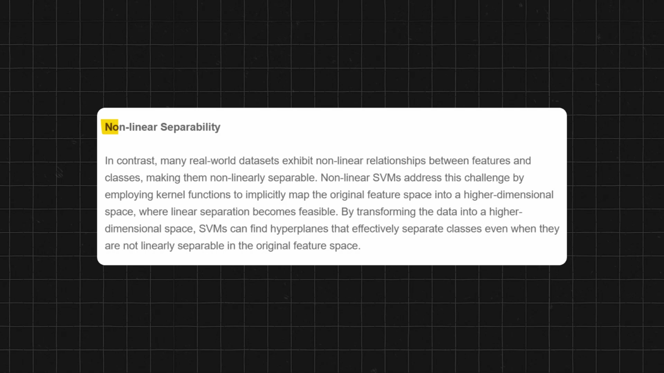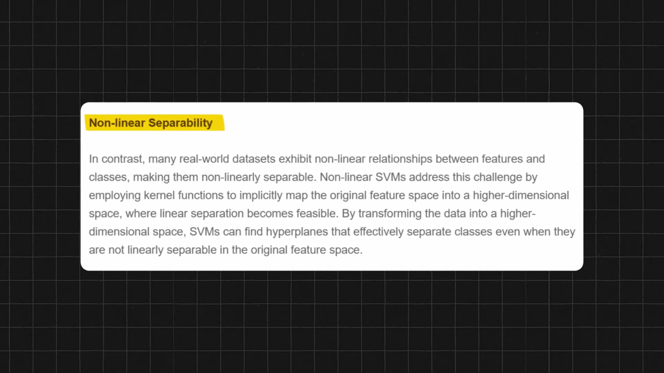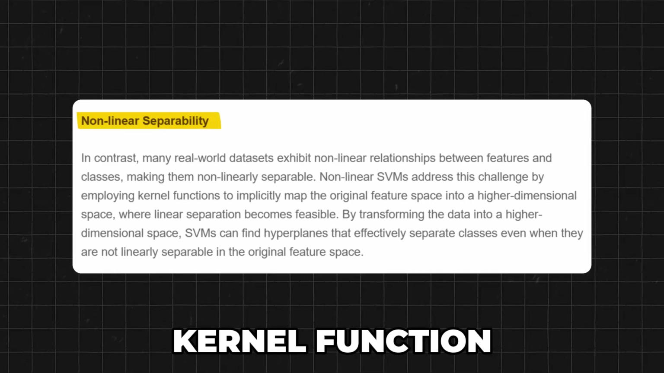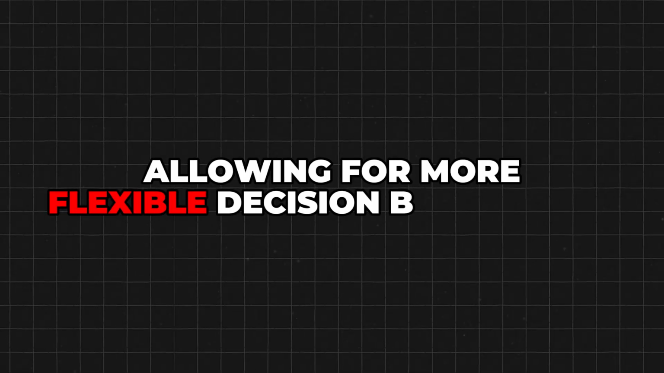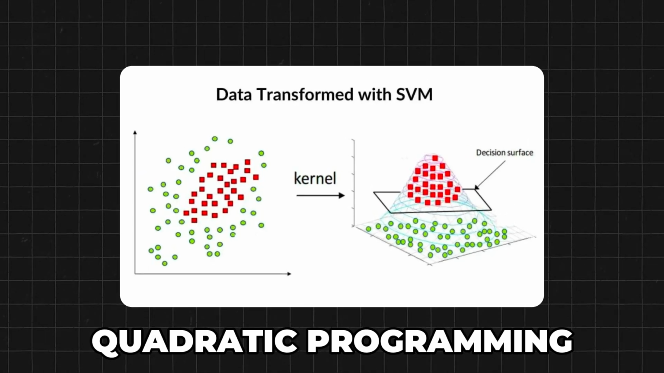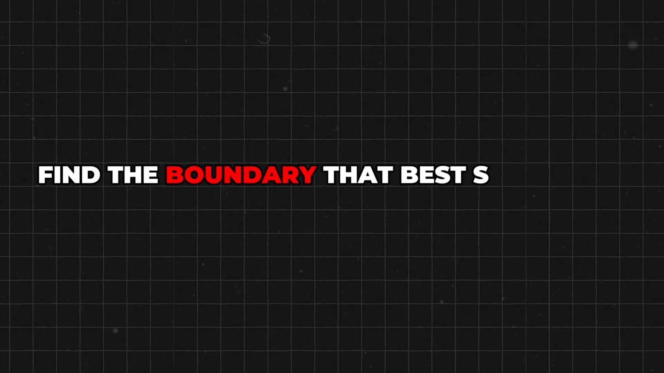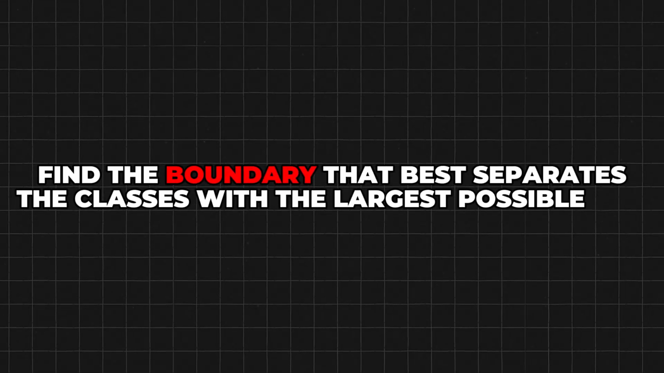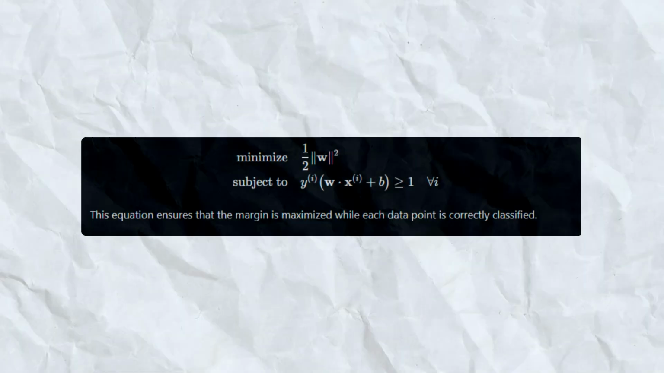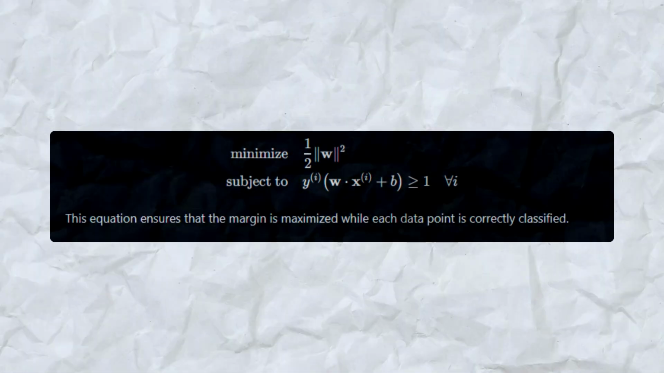If the data are not linearly separable, the model can project them into a higher dimensional space using a kernel function, allowing for more flexible decision boundaries. Although the underlying optimization involves quadratic programming, the essential concept remains clear. Find the boundary that best separates the classes with the largest possible gap. This equation ensures that the margin is maximized while each data point is correctly classified.